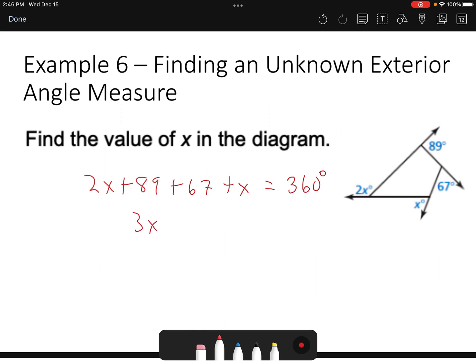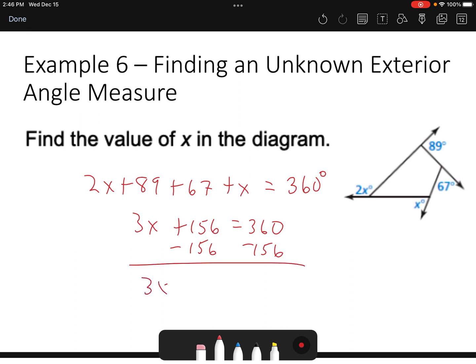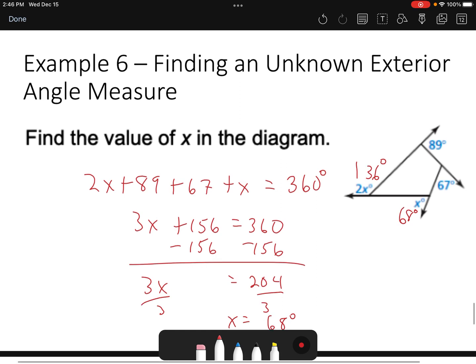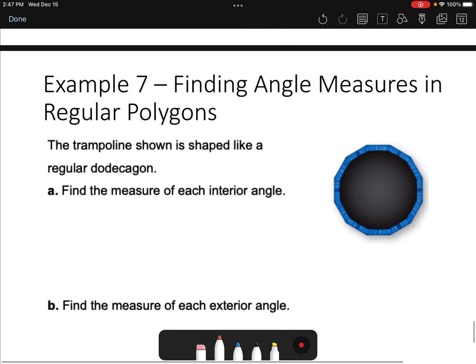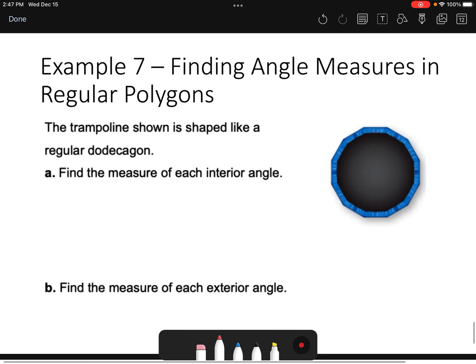Combining like terms gives me 3x, and 89 plus 67 is 156. So then I'm going to subtract 156. So 3x equals 204, divided by 3 equals 68. So this angle is 68, and 2 times 68 is 136. So that angle is 136. So the sum of the exterior angles allow us to find those two angles.